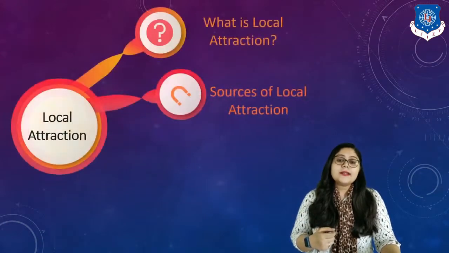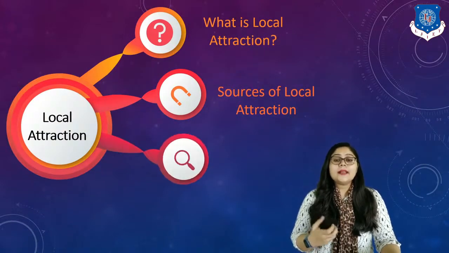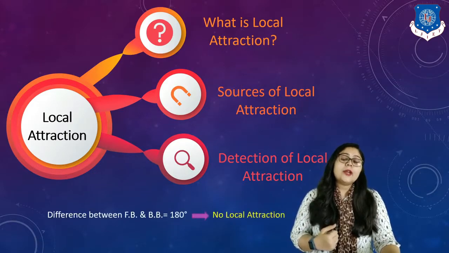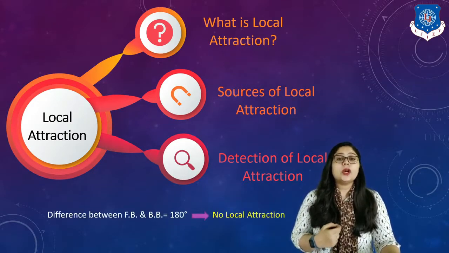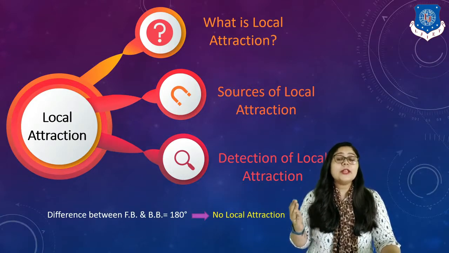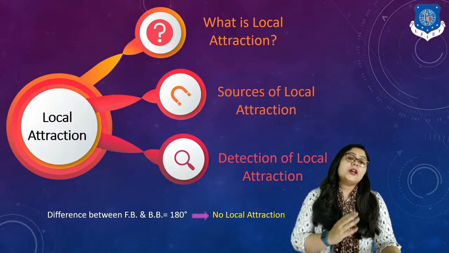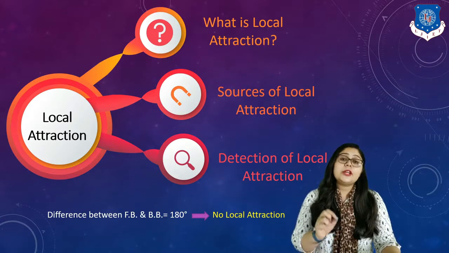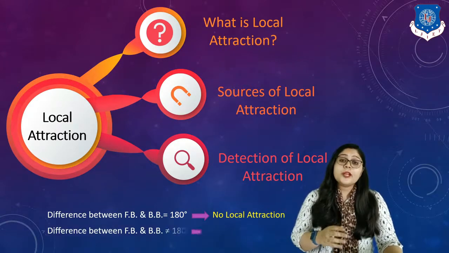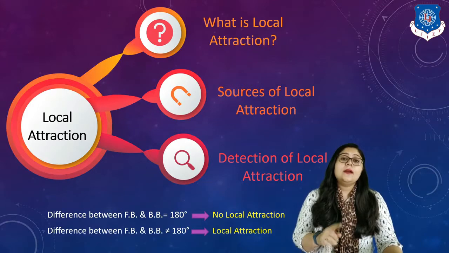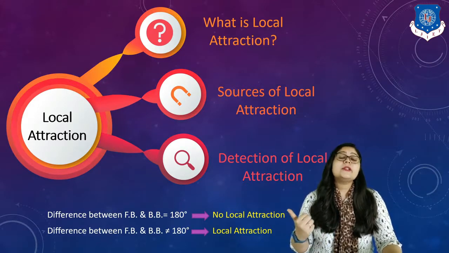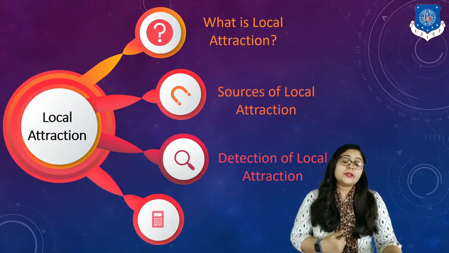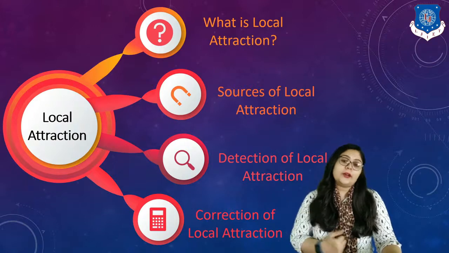So now let's understand the methods or the procedure to detect any local attraction. For that we can simply say in one line that the difference between the forebearing and back bearing should be 180. There is no presence of local attraction if the difference is 180, right? But if the difference is not 180, then it is sure that local attraction is present at that station, right? So after detecting the local attraction, it is very important to correct it.